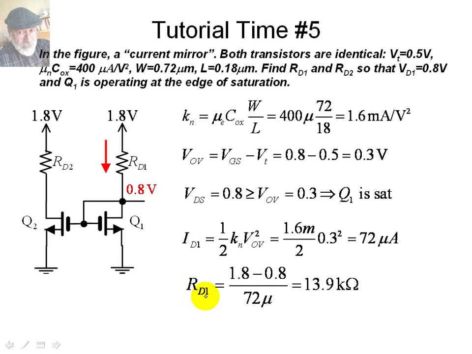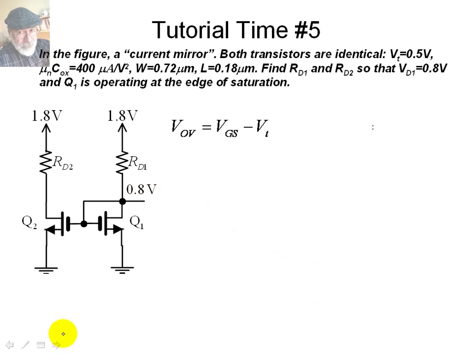Let's compute RD1. We know this is 1.8, the voltage here is 0.8, and we know the current in the resistor is 72 microamps. With those three values and Ohm's law, we find RD1 to be 13.9 kilo ohms. What about the other transistor? The overdrive voltage for the other transistor is also 0.3. You say, how can you say that? Well, VG for Q2 is also 0.8 volts. This is VGS. VT is the same value as the other, 0.5. So V overdrive for Q2 is also 0.3.